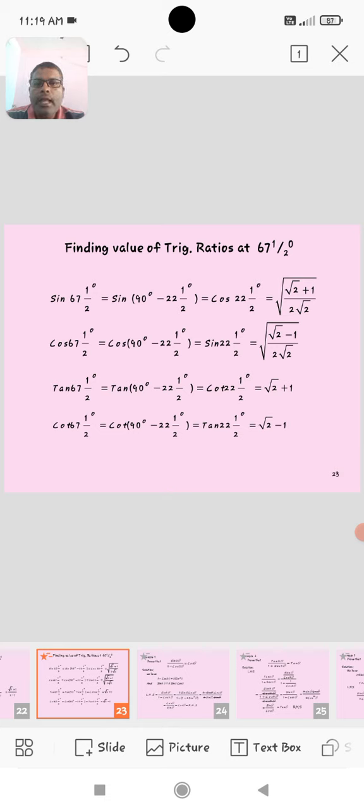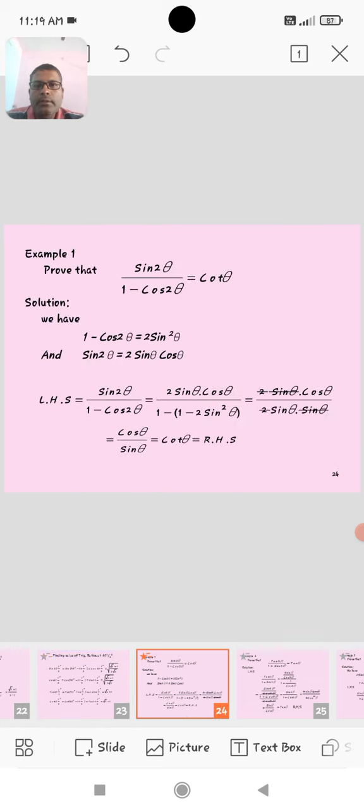The same way tan 67 and half is equal to tan of 90 minus 22 and half, which is equal to cot 22 and half, equal to root 2 plus 1. Same way cot 67 and half is equal to cot of 90 minus 22 and half, which is equal to tan 22 and half, equal to root 2 minus 1.